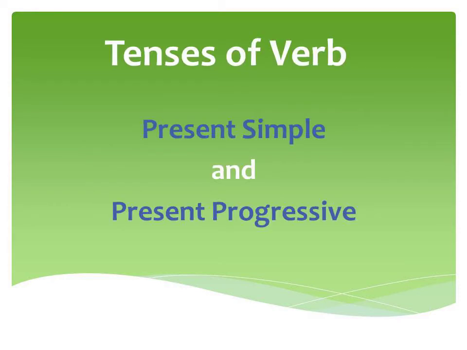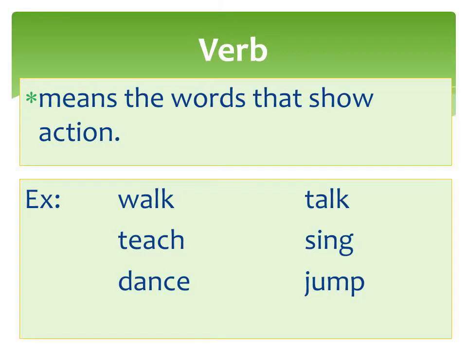Now, let's get into the lesson. Before we dig into the simple present and present progressive tense of verb, let us understand first what is verb and verb tenses. Verb means the words that show action. Sa Tagalog, ito ay pandiwa. Ito ang mga salitang nagpapakita ng pagkilos o paggalaw.